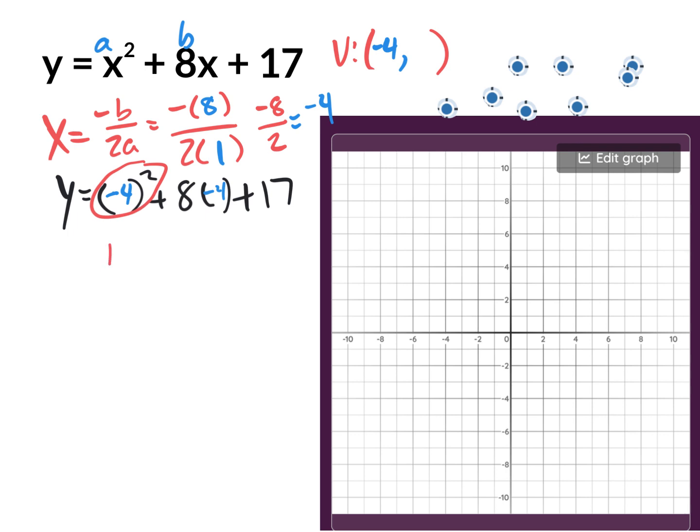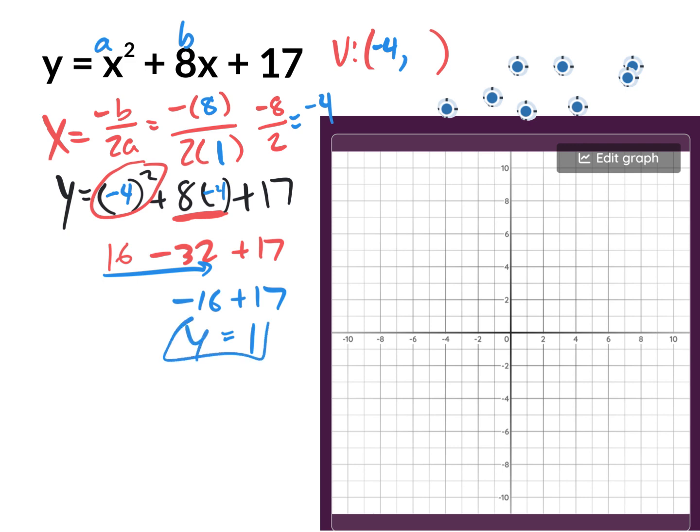-4 times itself is a +16. 8 times -4 is -32. Bring down the +17. And then from left to right, 16 take away 32, that's -16 plus 17. That's going to give us 1. And what do we just find? That y equals 1. Now this is the y value of our vertex. So we found the x value, that was negative 4. We now found the y value by plugging in x, that's positive 1.